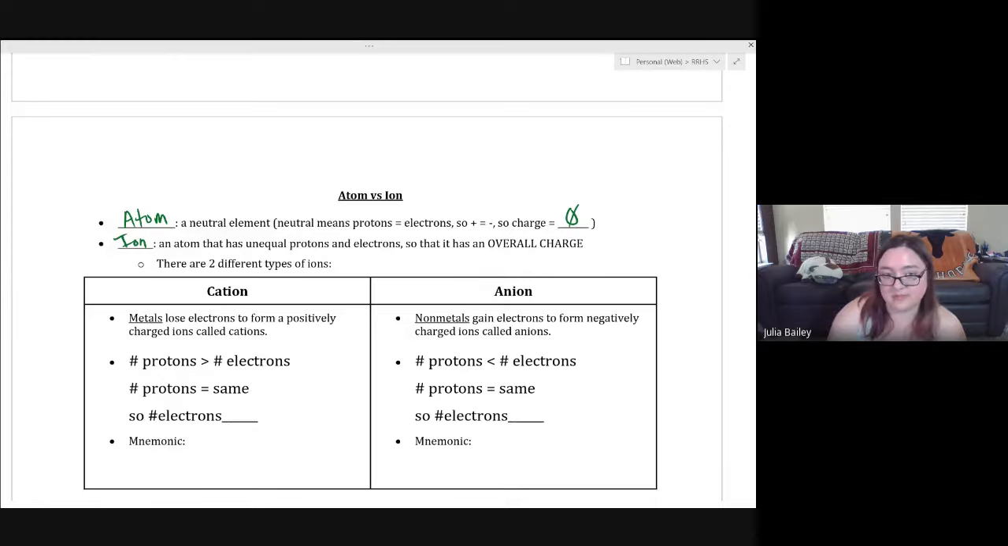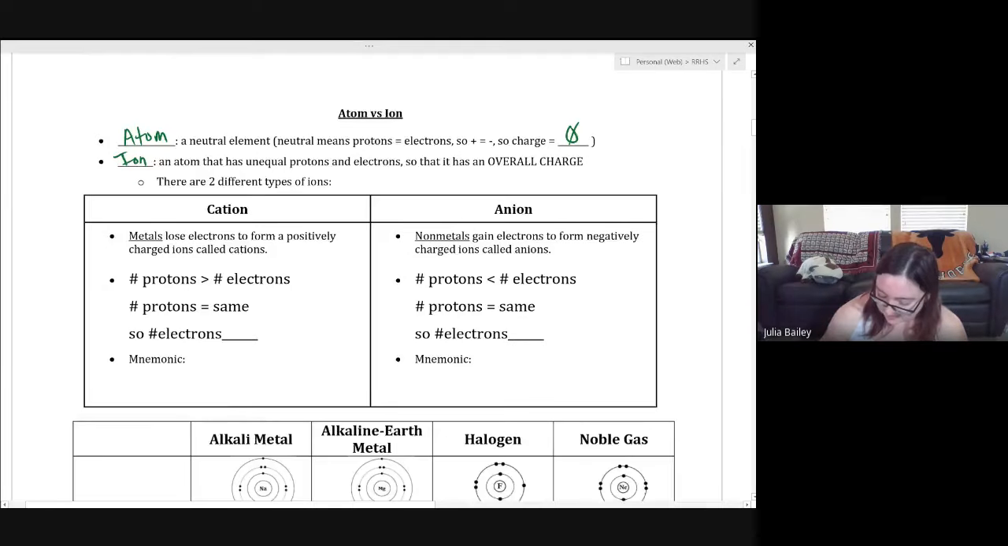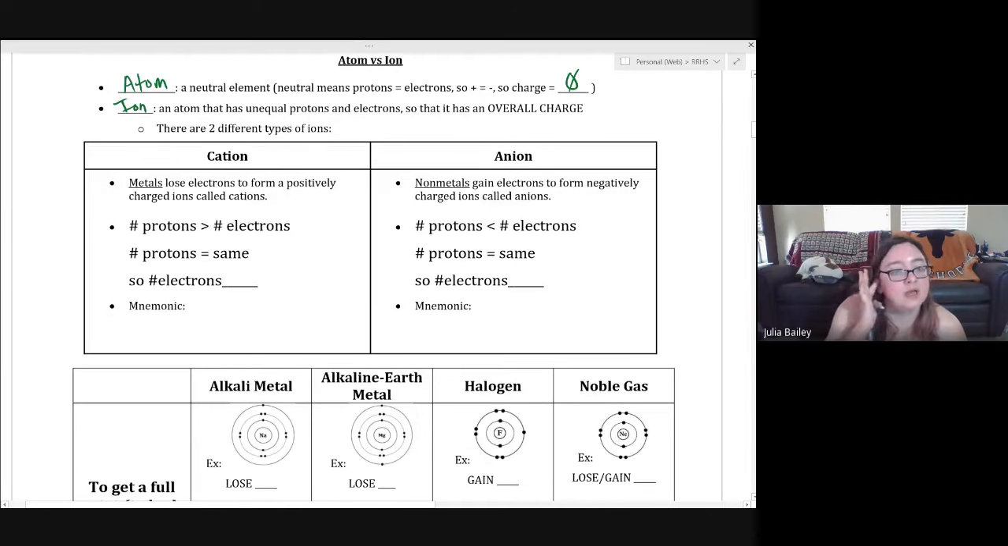There are 2 different types of ions, cations and anions. I always have students who want to pronounce cation like a vacation, but that is not what this word is. I always have students who want to pronounce it anion like an onion, but that is not what this word is. It is cation and anion. These are compound words, so we pronounce them as separate syllables.